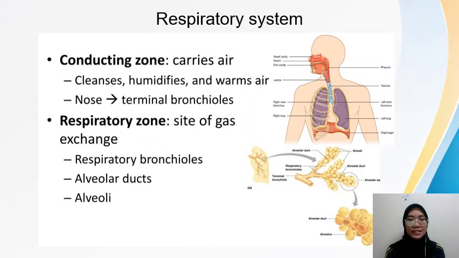So first, let's take a look at the respiratory system. The respiratory system is divided into two, which are the conducting zone and the respiratory zone. The conducting zone forms a continuous passage that carries air in and out of the lung. It contains the nose, pharynx, larynx, bronchus, and terminal bronchioles, while the respiratory zone is the site of gas exchange. It includes respiratory bronchioles, alveolar ducts, and also alveoli, which are air sacs that are responsible for gas exchange.